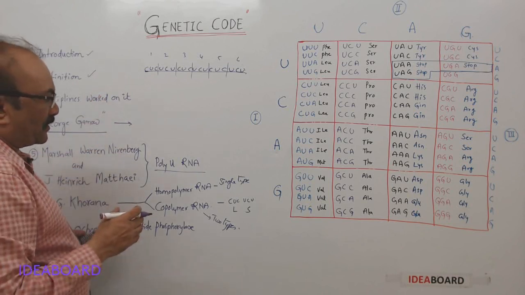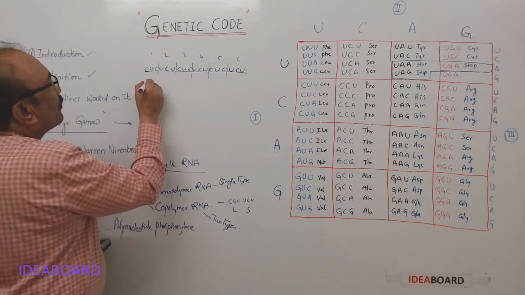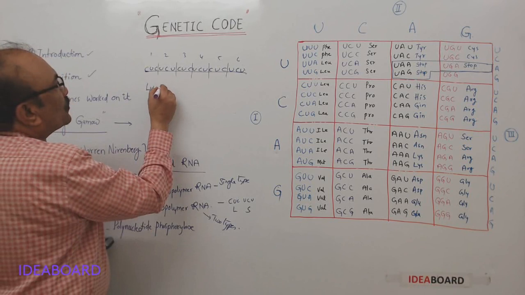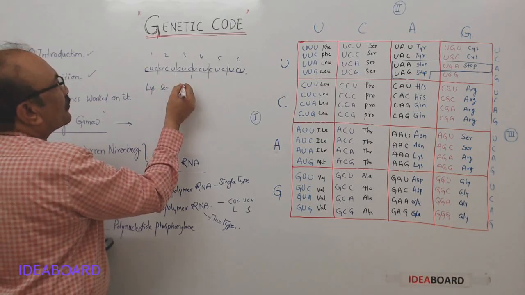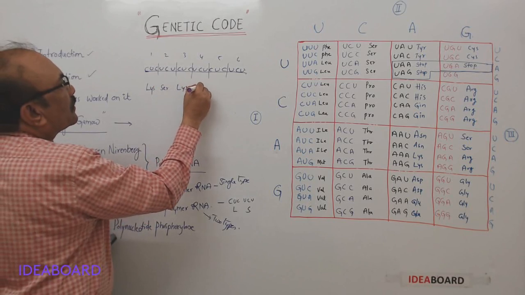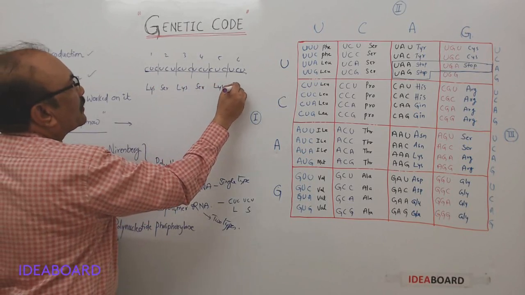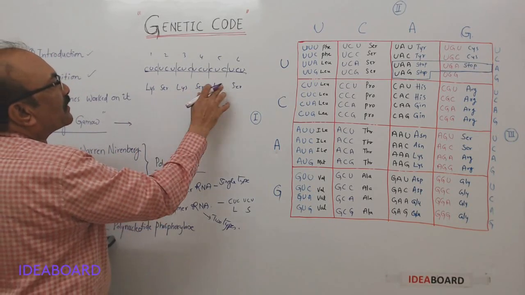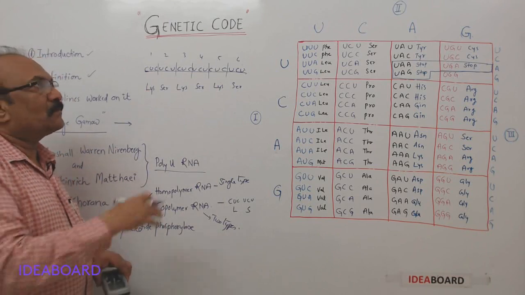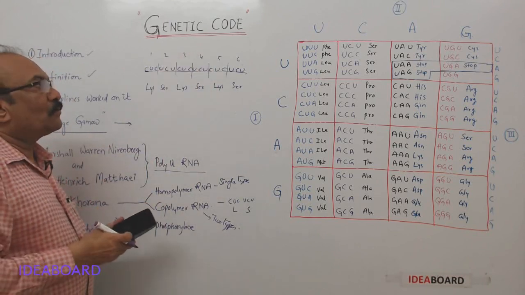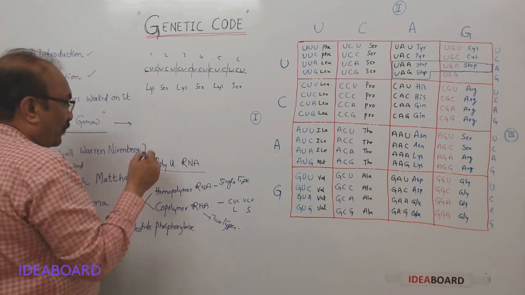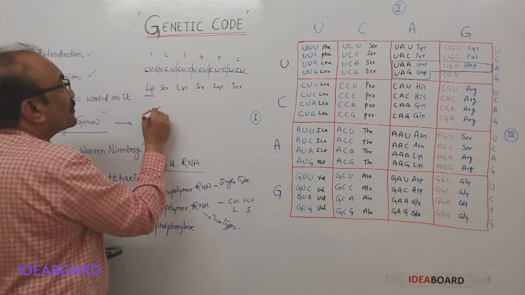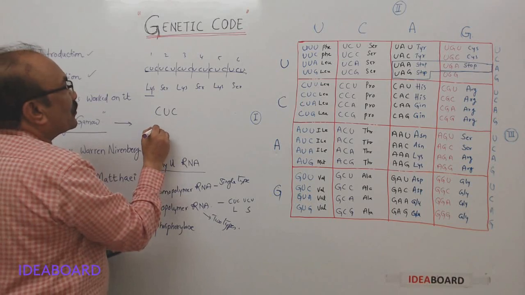Okay, and what has happened? You see, this CUC translated into lysine, and UCU is translated into serine. Okay, lysine, serine, lysine, serine. So 3 lysines and 3 serines are formed. You can see like this. So that means now Hargobind Khorana discovered 2 codons. One is CUC, the other one is UCU.